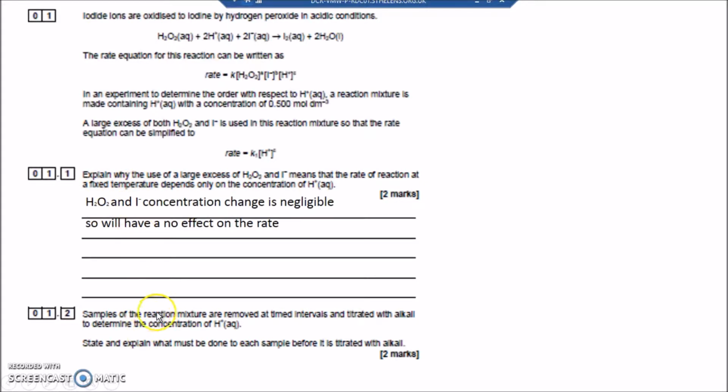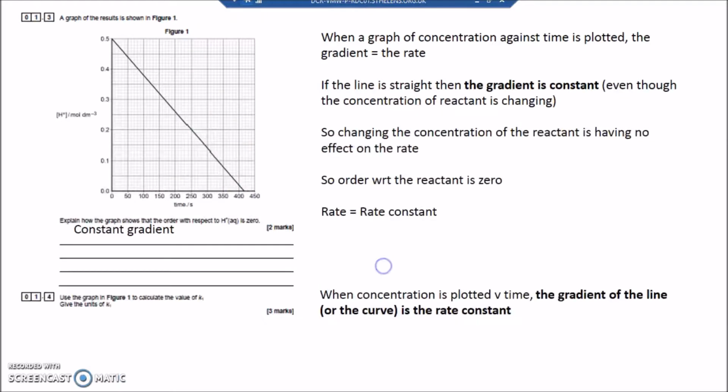And now I want to measure. It says that you're going to titrate with alkali to determine the concentration of H+. What must be done to the sample before it's titrated? Well, you need to stop it reacting, so you can determine the H+ concentration at the point that you've taken the sample. The best way is to stop the reaction maybe by cooling it, or maybe by adding some water to dilute it so that it stops reacting.